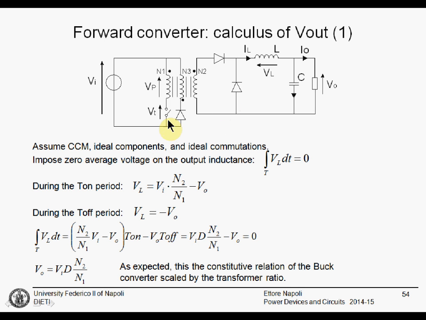During the on period, when this switch is closed, we will have the primary voltage that is equal to Vi. As a consequence, the voltage here on the secondary winding will be N2 divided by N1 multiplied by Vi. This is the voltage here. This diode is on, let's say 0 voltage drop. Hence, the voltage drop on the inductor, VL, will be Vi multiplied by N2 divided by N1, that is the transformer ratio, minus Vo.